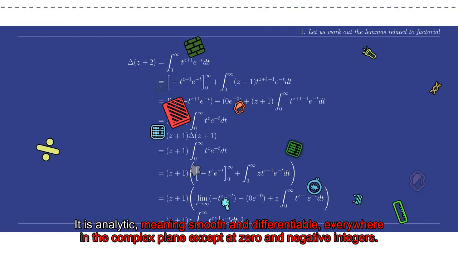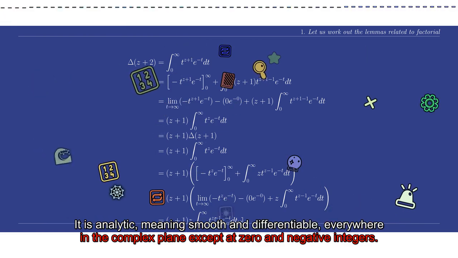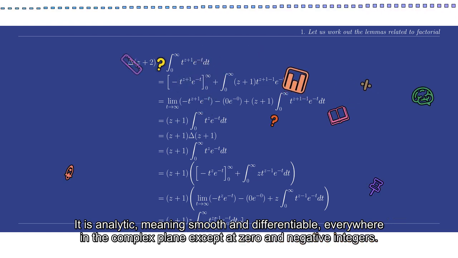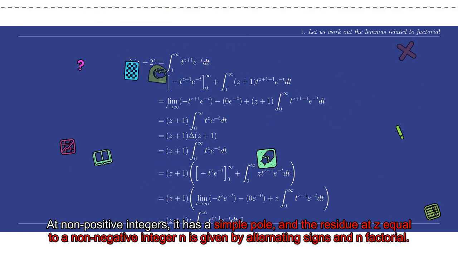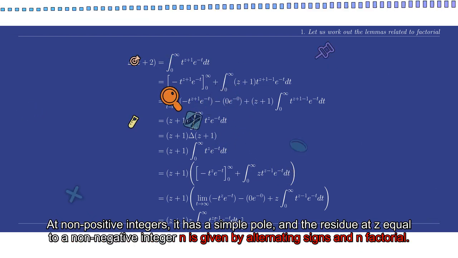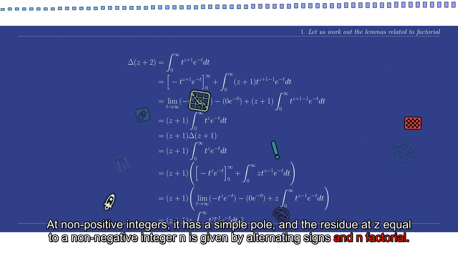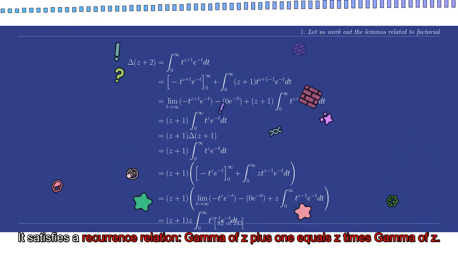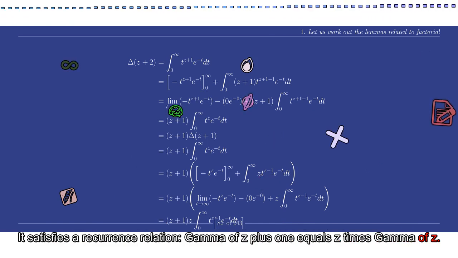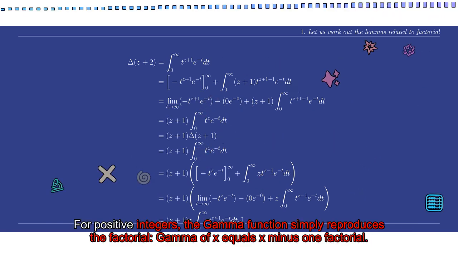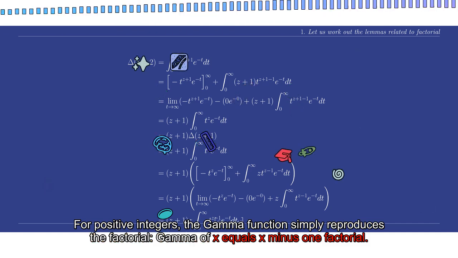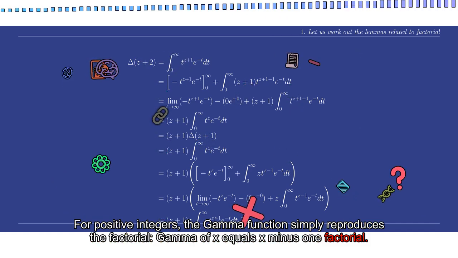It is analytic, meaning smooth and differentiable, everywhere in the complex plane except at 0 and negative integers. At non-positive integers, it has a simple pole, and the residue at z equal to a non-negative integer n is given by alternating signs and n factorial. It satisfies a recurrence relation, gamma of z plus 1 equals z times gamma of z. For positive integers, the gamma function simply reproduces the factorial: gamma of x equals x minus 1 factorial.